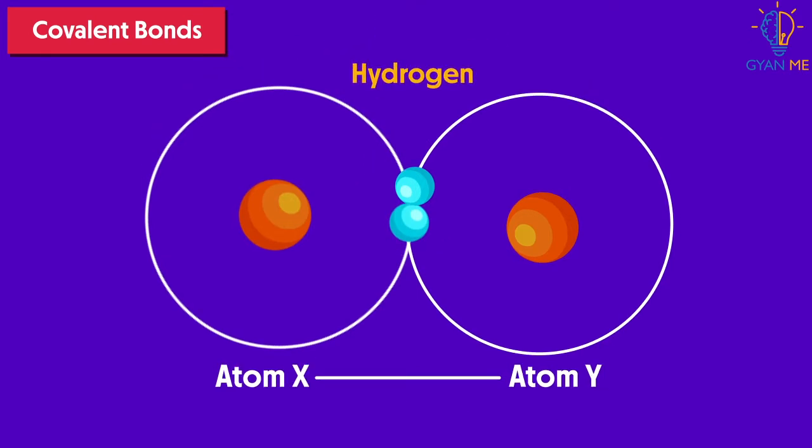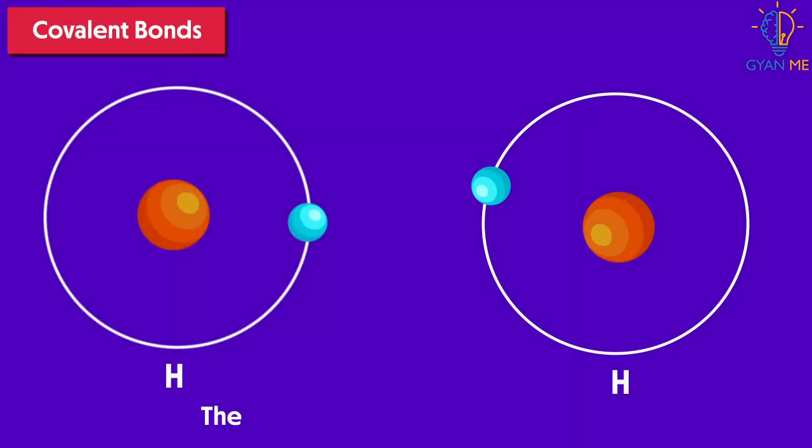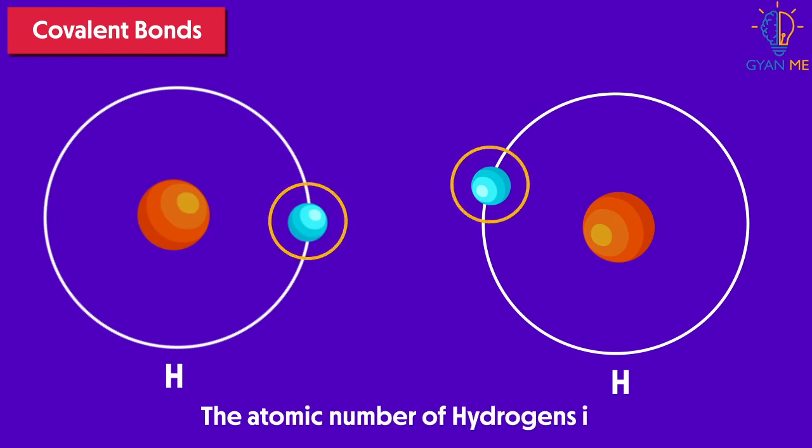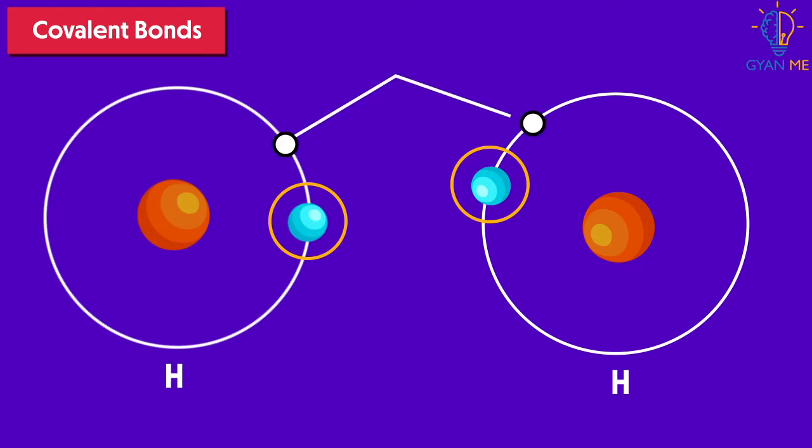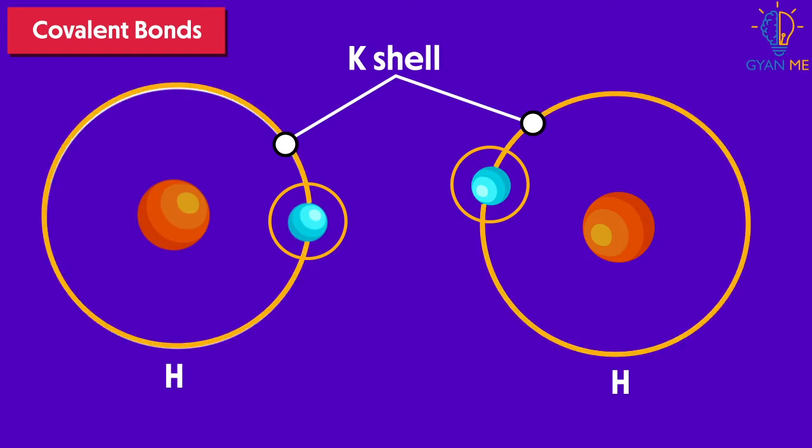Yes, the hydrogen. It's true. The simplest molecule formed in this manner is that of hydrogen. As you know, the atomic number of hydrogen is 1. Hence, it has only one electron in its K shell. Now this is the K orbit of hydrogen, which is also its valence orbit. And this one electron is its valence electron.